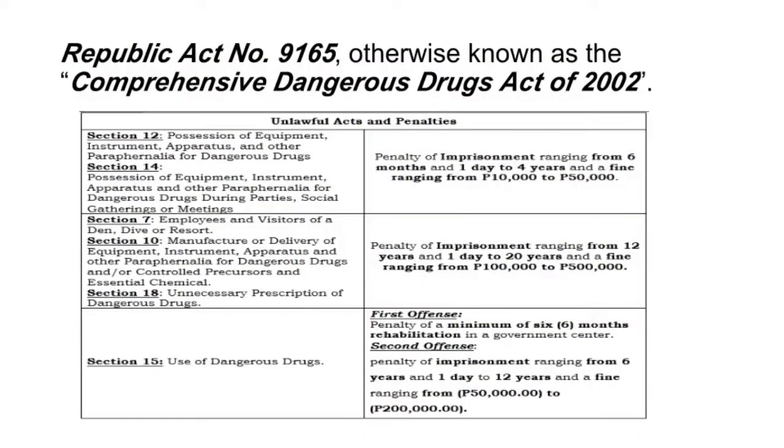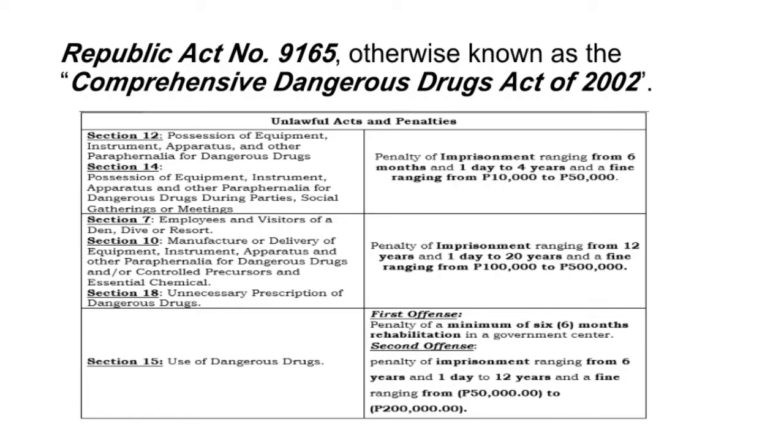Republic Act No. 9165, otherwise known as the Comprehensive Dangerous Drugs Act of 2002. Section 12, Possession of equipment, instrument, apparatus, and other paraphernalia for dangerous drugs. Section 14, possession of equipment, instrument, apparatus and other paraphernalia for dangerous drugs during parties, social gatherings or meetings. Section 7, employees and visitors of a den, dive, or resort.